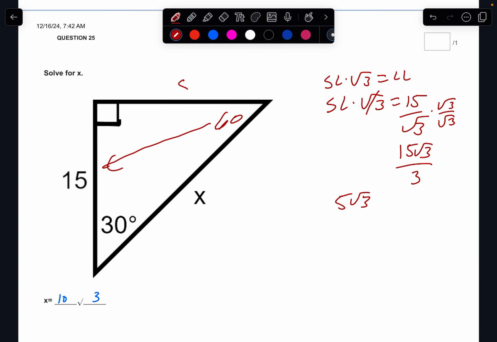But that's the short leg, 5 root 3. How do we get the hypotenuse? Well, this equals the short leg times 2. Well, 5 root 3 times 2 would be 10 root 3. Nailed it.